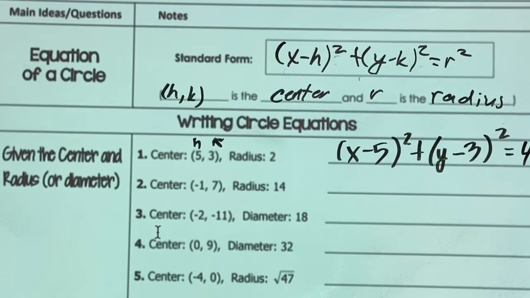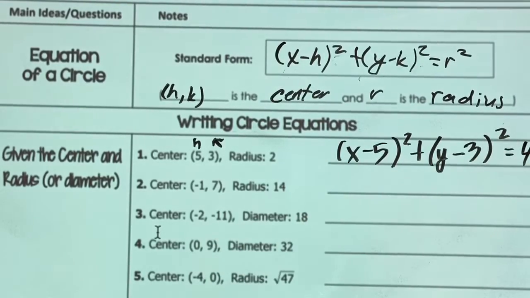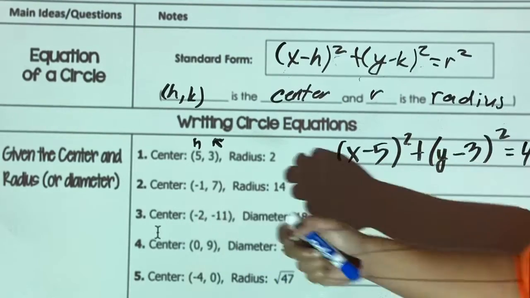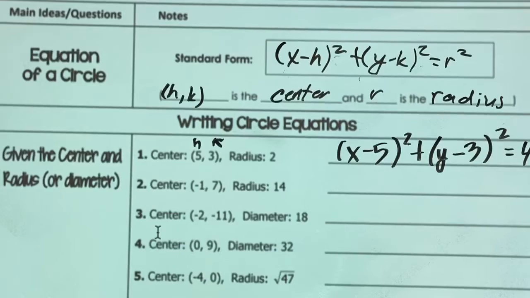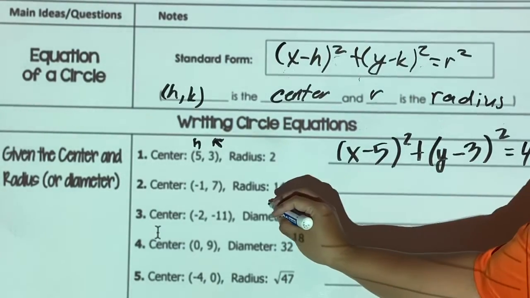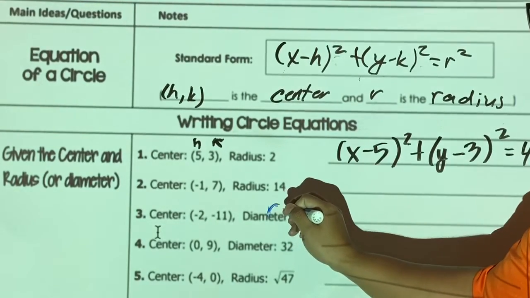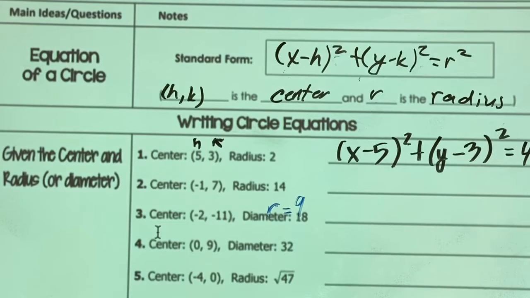Okay. All right, and then number 3, if you look at number 3, it says the center is -2 and -11 with a diameter now. So the diameter is 18, which means that the radius, because remember the diameter is 2 times the radius, has to be 9. So we're going to use that.